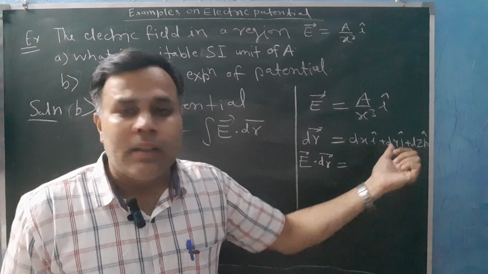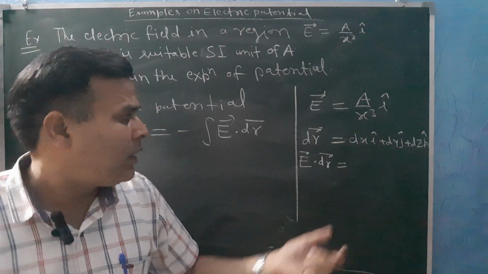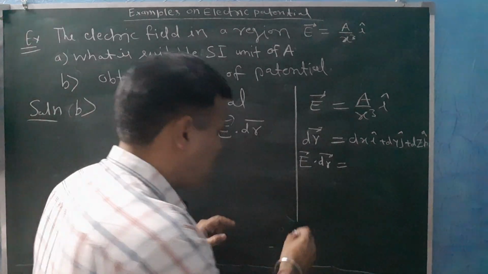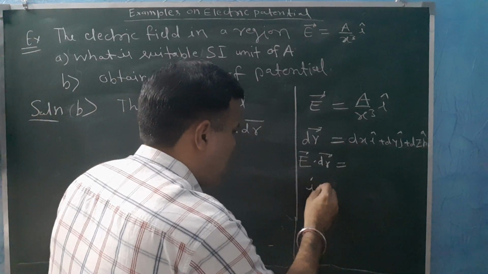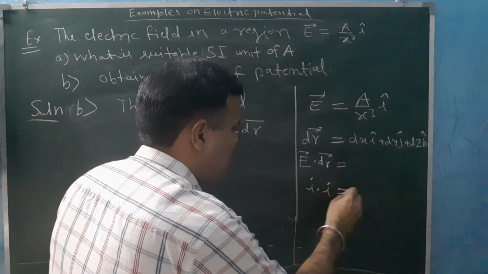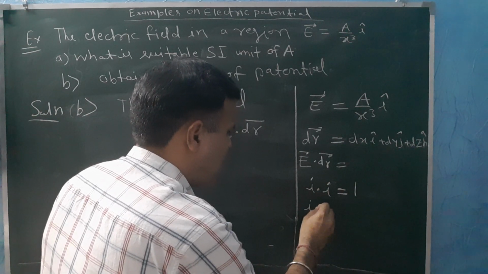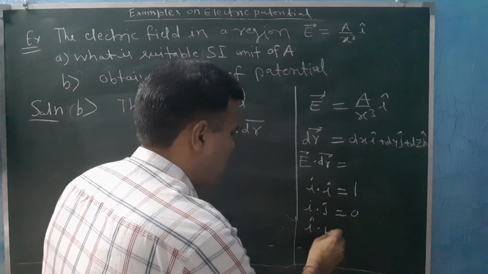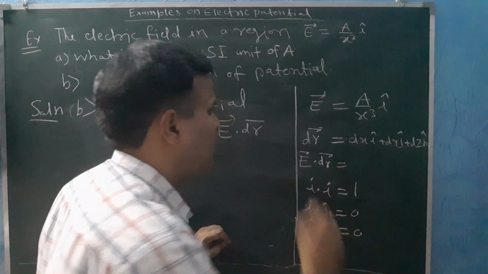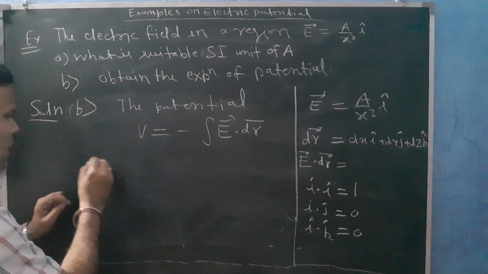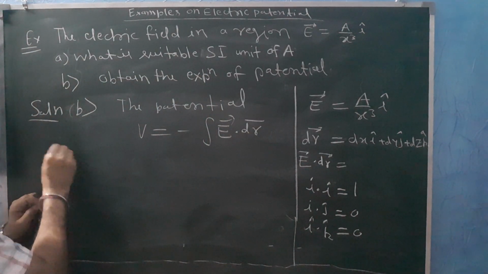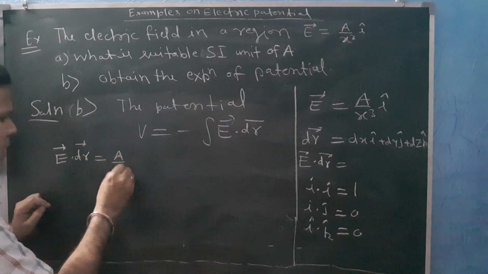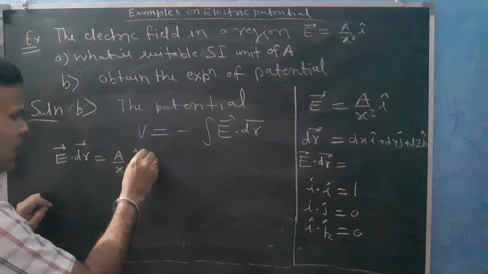So dr is in i cap, j cap, k cap in a 3D situation. And we know the product rule: i cap dot i cap is 1, i cap dot j cap is 0, and i cap dot k cap is 0. So simply E dot dr is simply A by x cube i cap.